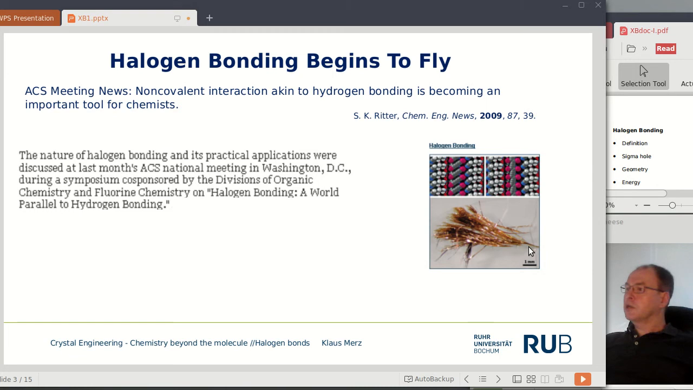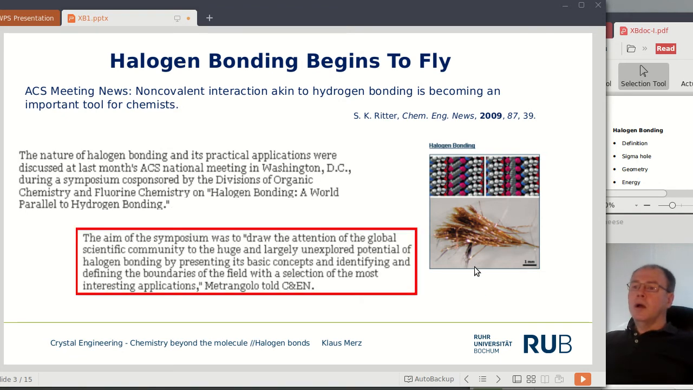We see here a picture demonstrating the applications. Here's the crystal packing, and here an application changing the color, for example, electricity. The aim of the symposium was to draw the attention of the global scientific community to the huge and largely unexplored potential of halogen bonding by presenting its basic concepts, and so on. 2009, you see, that's what I mean with a hype.